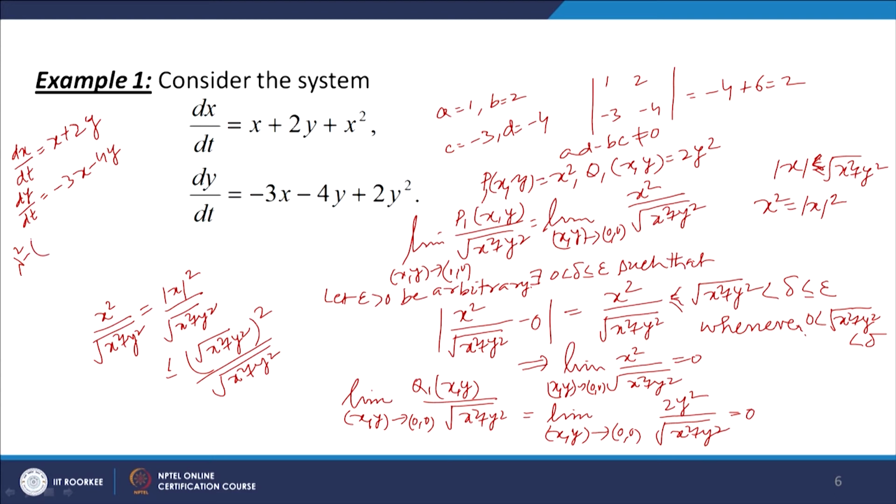So the characteristic equation is lambda² - (a + d)lambda + (ad - bc) = 0. Here a is 1, d is -4, so a + d is -3, and ad - bc is 2. So lambda² + 3 lambda + 2 = 0, so (lambda + 1)(lambda + 2) = 0. So the eigenvalues are -1 and -2. Okay, now let us see what is the type of the critical point at (0,0).